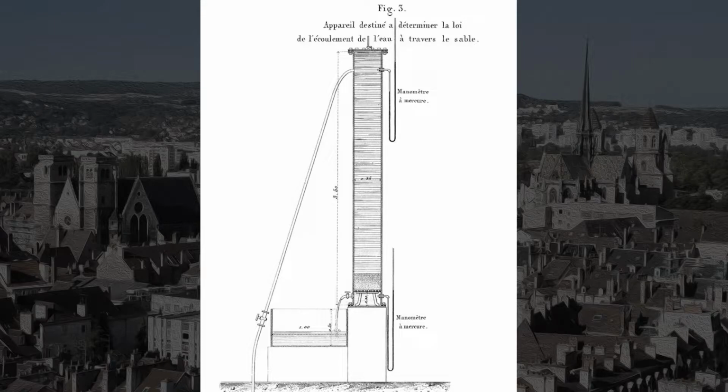As water flowed through the column, hydraulic head pressure was measured by 2 mercury-filled manometers. The first, here, level with the input point, and the second, here, level with the output. Water was discharged into a reservoir at the bottom of the device, allowing for the measurement of the amount of water flowing through the system.